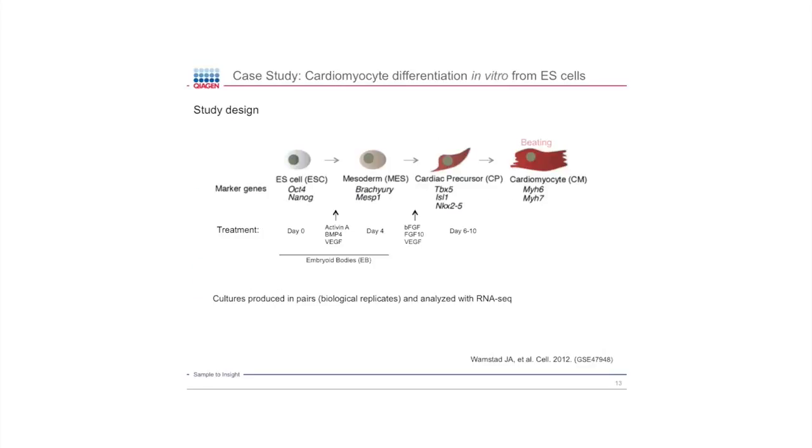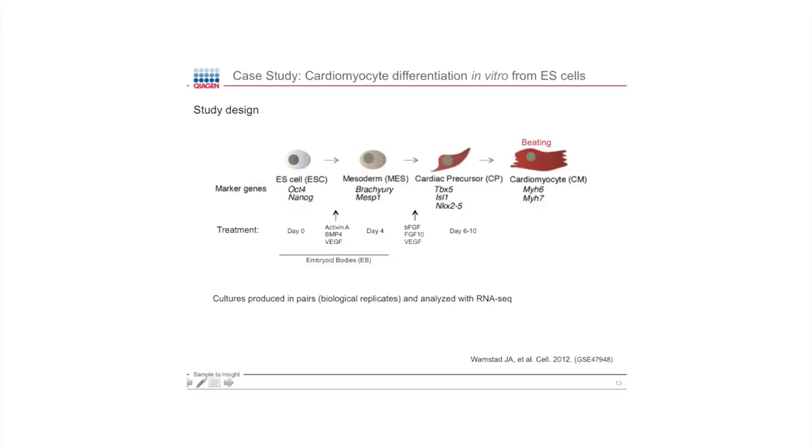Okay, so the study, which is from a paper from Wamstead, is they took the embryonic stem cells and they added certain activators in vitro to get to what they call a mesodermal stage, and they have markers that they measured of each of those stages, and then they added 3 more activators of differentiation pattern, and they got cardiac precursors, as they called them, and then they waited, and over time you actually see the cardiomyocytes beating.